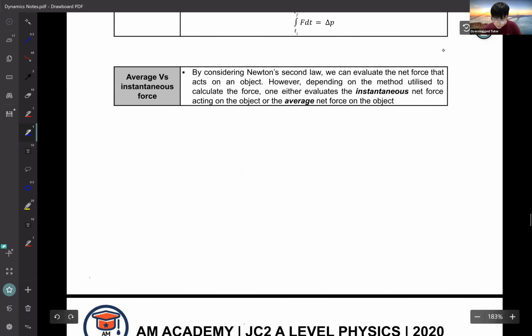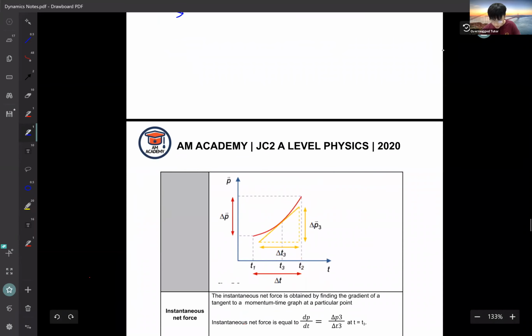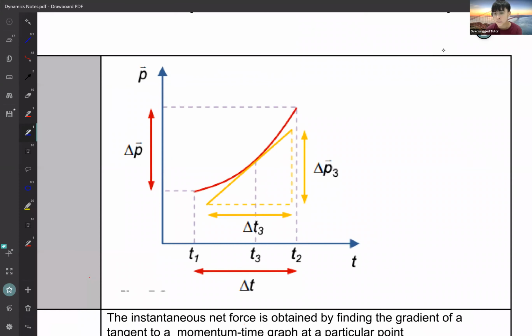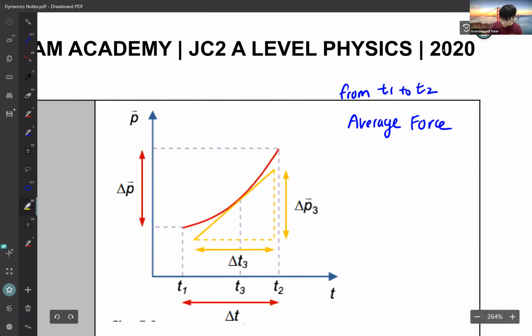The next thing is also considering average versus instantaneous force. So average force is basically finding, on a graph like this, let's look over at this graph, if you have momentum and time tracked out like that, then if you're ever finding average force, you're finding the total change in momentum over a time period. In this case, the time period I consider is from T1 to T2, this whole section of time.